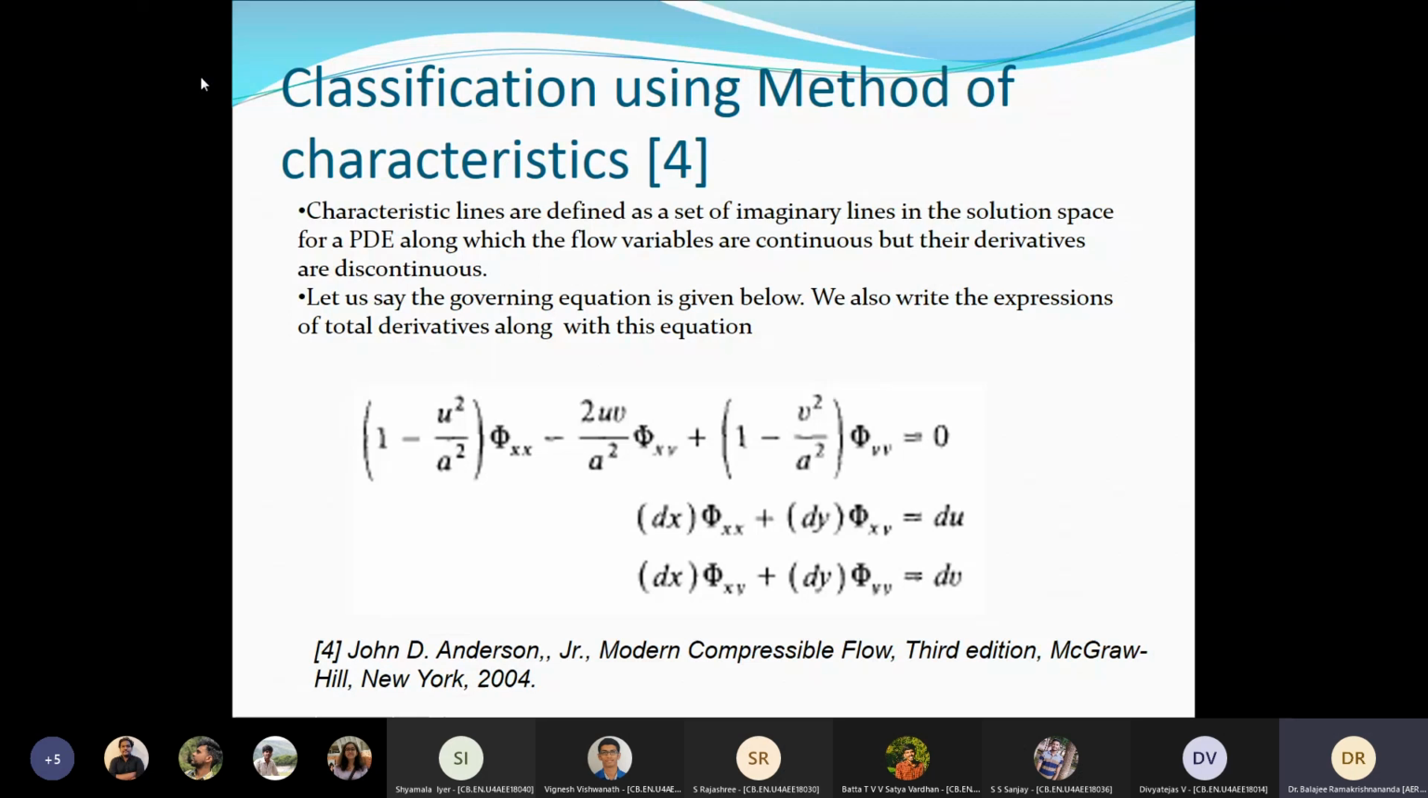Okay. So we were talking about classification using method of characteristics. I told you the first equation shown here is the full potential equation for compressible flows, and dou phi by dou x is u, dou phi by dou y is v, and all that stuff. The second one is the expression for du on the right hand side: dou u by dou x into dx plus dou u by dou y into dy. Here u is written as dou phi by dou x, so it will make meaning.